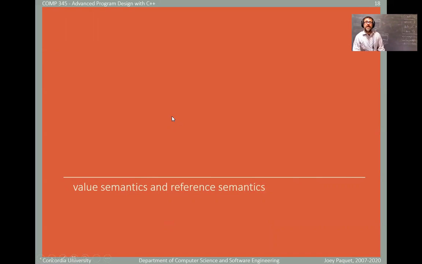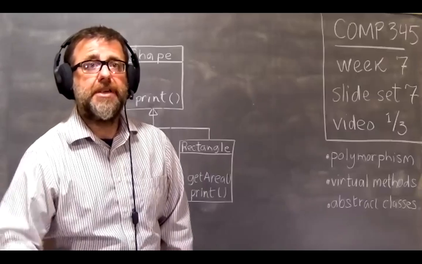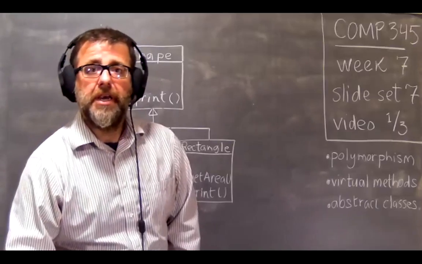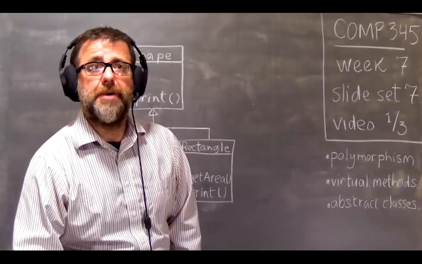So that's it for that. The next thing we will see is value semantics and reference semantics, which relates to whether or not you're actually turning on polymorphism in your program.